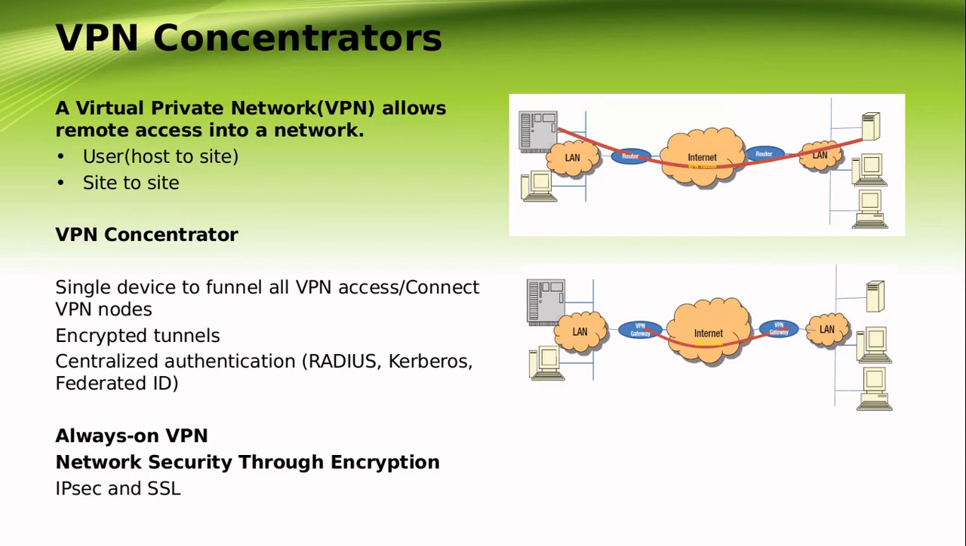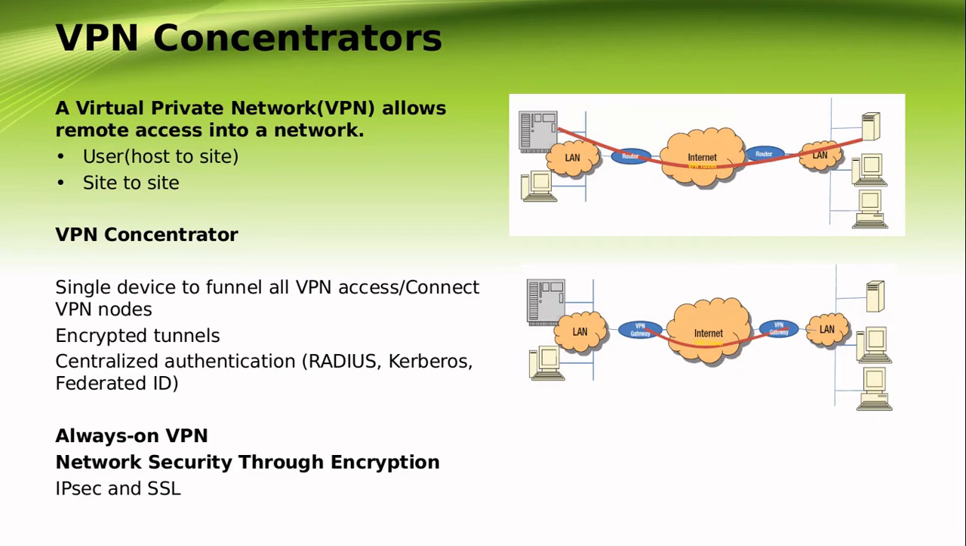So this type of remote access VPN provides a secure, encrypted communication between two parties that are connected via the internet. In the two pictures you can see, the right side is host to host, and the second one is site to site. The first one refers to the host to host VPN.